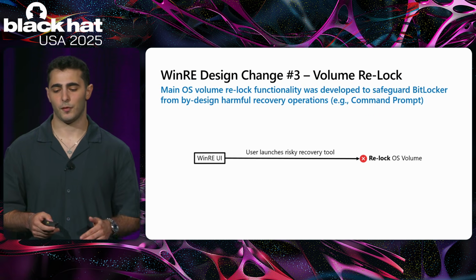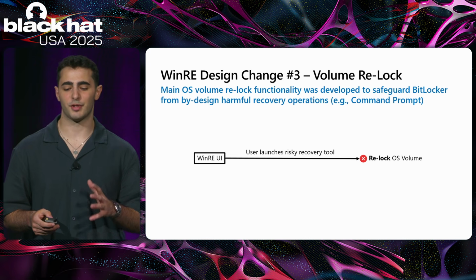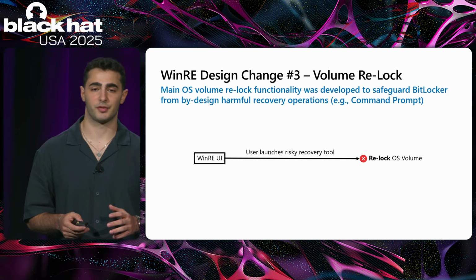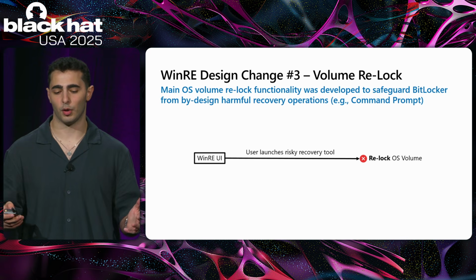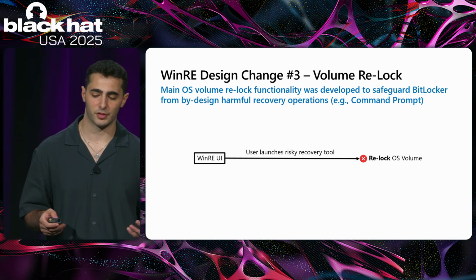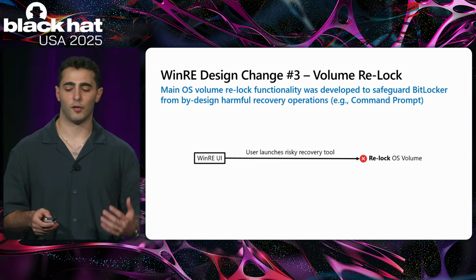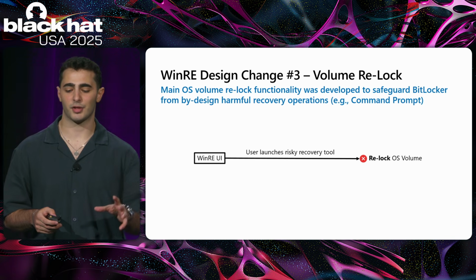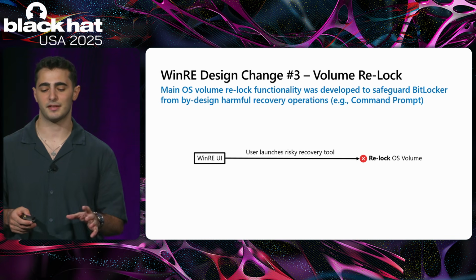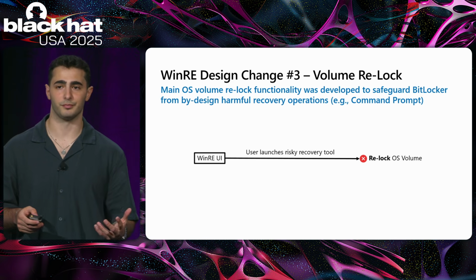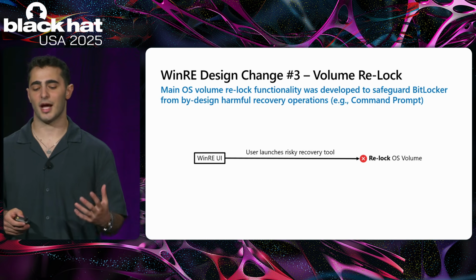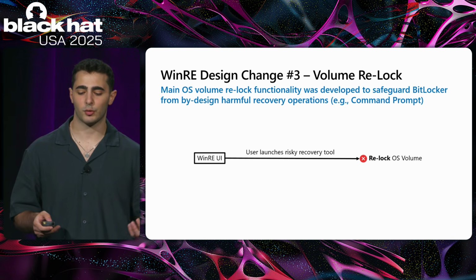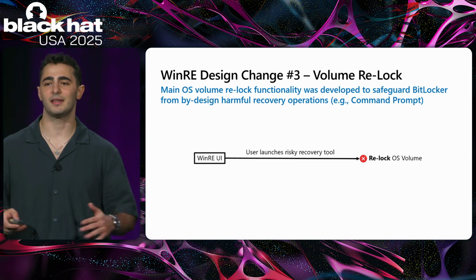The third design change focused on limiting recovery tools that are inherently risky to BitLocker. For example, among the recovery tools is the command prompt. So to prevent a scenario where an attacker abuses the command prompt to access the BitLocker protected data, a volume relock functionality was added into WinRE. And this functionality is triggered every time that a risky recovery tool is selected, and it relocks the OS volume. So then, to regain access to the OS volume, the user must manually insert the BitLocker recovery key, and otherwise, all contents remain completely inaccessible.